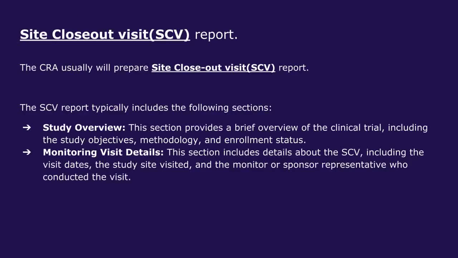Site Closeout Visit Report. The CRA usually will prepare the Site Closeout Visit Report. The SCV report typically includes the following sections. Study Overview. This section provides a brief overview of the clinical trial, including the study objectives, methodology, and enrollment status. Monitoring Visit Details. This section includes details about the SCV including the visit dates, the study site visited, and the monitor or sponsor representative who conducted the visit.